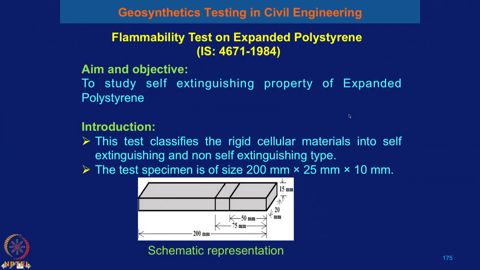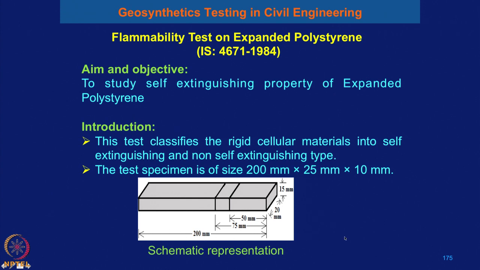So, for this flammability test on expanded polystyrene, the main objective of this test is to study the self-extinguishing property of expanded polystyrene. This test classifies the rigid cellular material into self-extinguishing and non-self-extinguishing types.